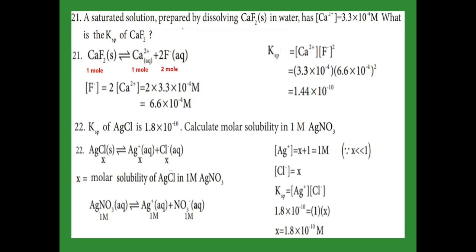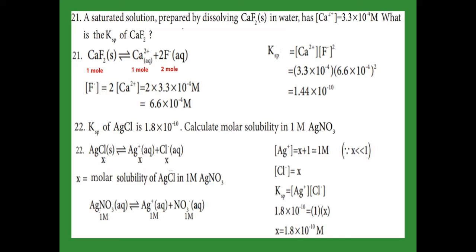In question 21, we have to find the solubility product of calcium fluoride. For that, they have given the concentration of Ca2+ as 3.3 into 10 power minus 4 molarity. Calcium fluoride in water splits as Ca2+ and F minus. There are 2 fluorines on the reactant side, so we have to put 2 in front of F minus.